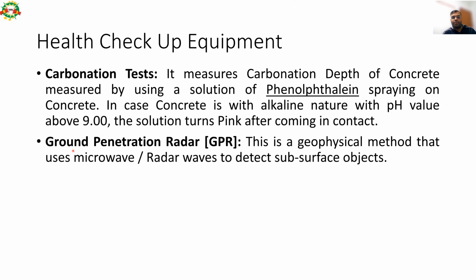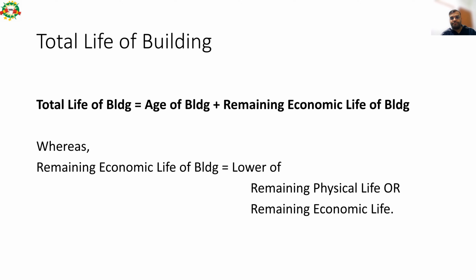The next type of equipment is ground penetrating radar, GPR. The short form of this equipment is GPR. This is a geophysical method that uses microwave or radar waves to detect subsurface objects.